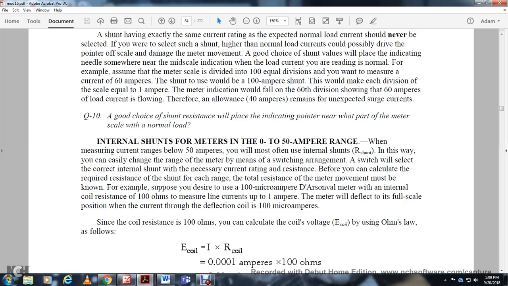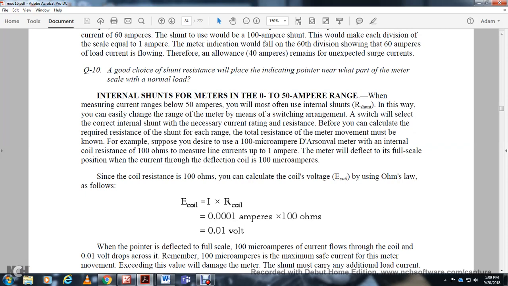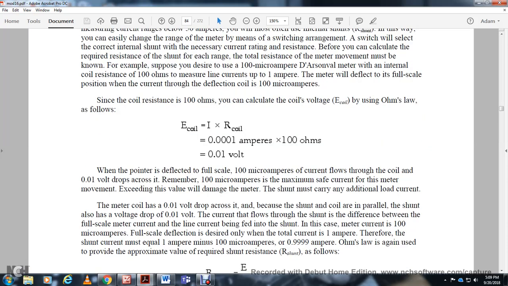All right, since the coil resistance is 100 ohms, you can calculate the coil voltage by using Ohm's law. Coil voltage equals amps times the coil resistance in ohms, or 1/10,000 of an amp times 1,000 ohms equals 100 millivolts. The pointer is deflected to full scale by the 100 microamps of current flowing through the coil.